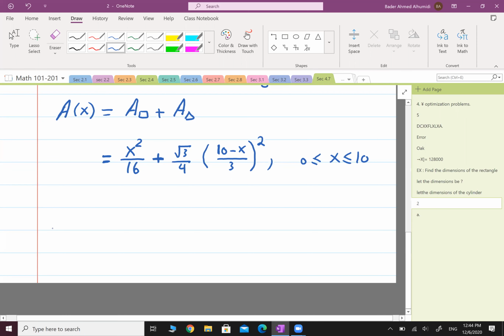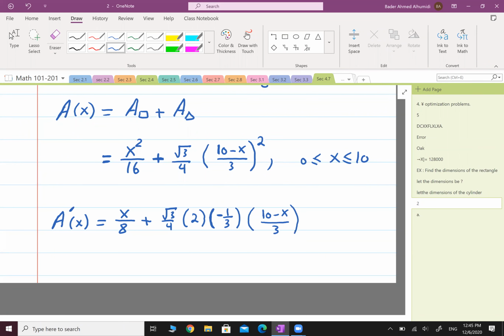So in this case I will first find A prime of x. Help me find A prime of x. The derivative of the square part is 2 times x over 16, that is x over 8. Then I go to the second one: radically 3 over 4, 2 times 10 minus x over 3 to the power 1, times the derivative inside the parentheses, which is minus 1 third, if you agree with me, otherwise correct me if I made a mistake. Are you okay with my calculation here?